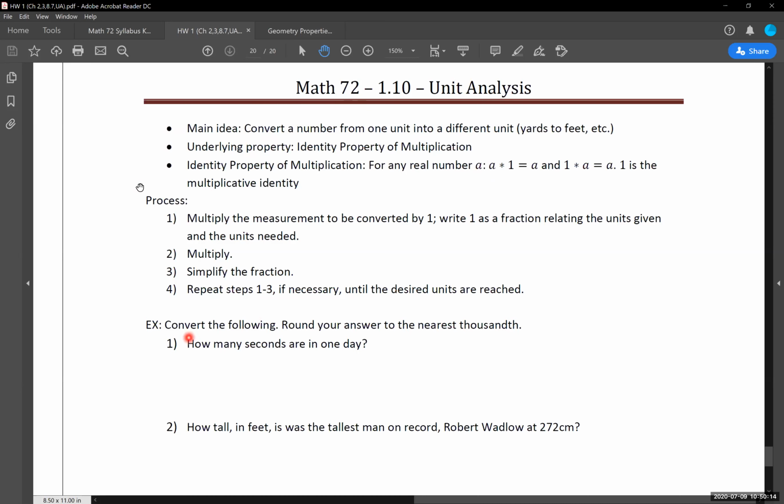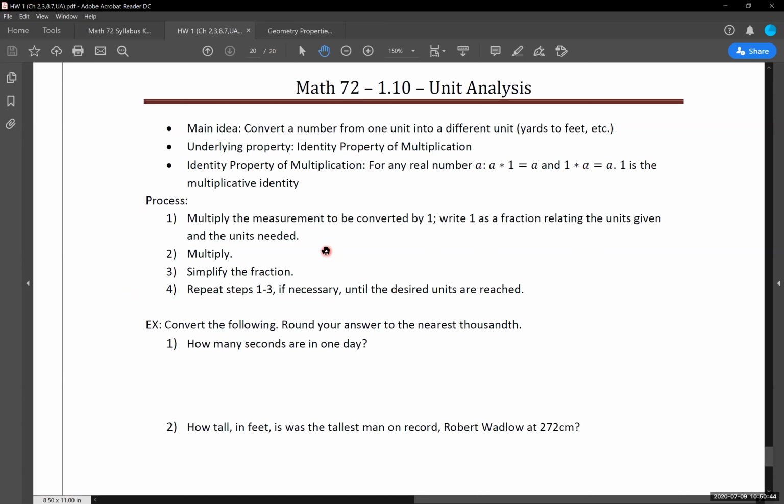But this is the underlying idea and underlying property that's going to make all of this possible. Now, I'm going to go through our process that we have. There's a couple ways that you can go through and organize this as you are going through these conversions. I'll show you guys both of those methods because I think they're worth seeing. They're very, very similar, but I think they're worth seeing just for the sake of having multiple ways to go through these. So first and foremost, we're going to multiply the measurement to be converted by 1.